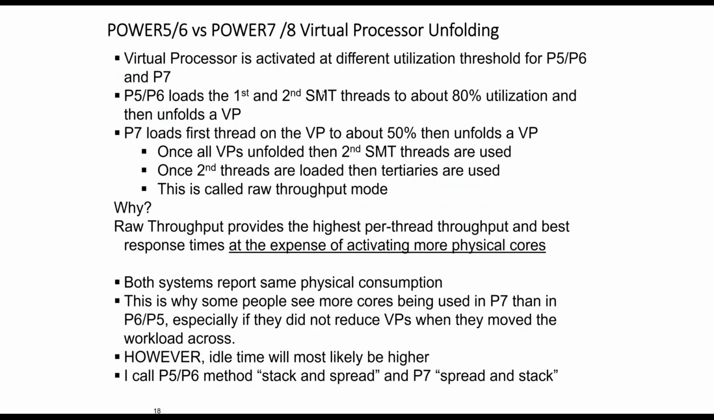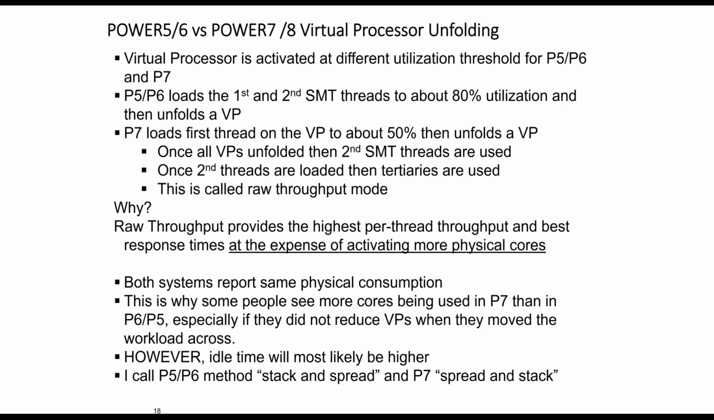All right, now virtual processor folding is another thing that led to a lot of confusion. With Power 5 and Power 6, we did what we called stacking. So we would kick off the first thread on the virtual processor, and then when that got to about 80%, we'd kick off the second thread. And then when that got to 80%, we would unfold a virtual processor. So on Power 5 and Power 6, you would see a lot of virtual processor folding and unfolding, and you might not see all your virtual processors used.